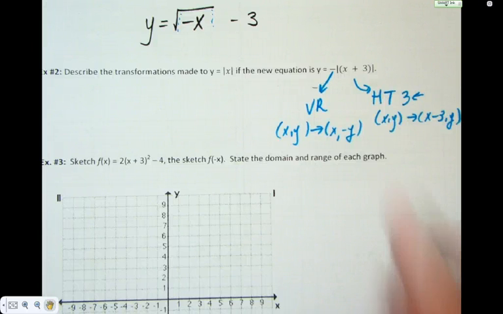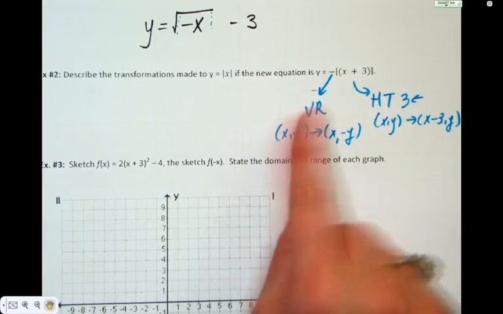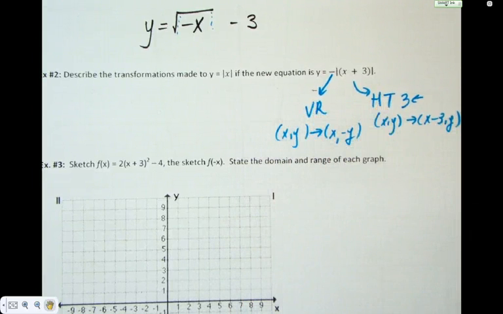Okay, so just to repeat, describing means we name and we give the position of it. So it's not just enough to say VR and HT, we need to go further and explain it.